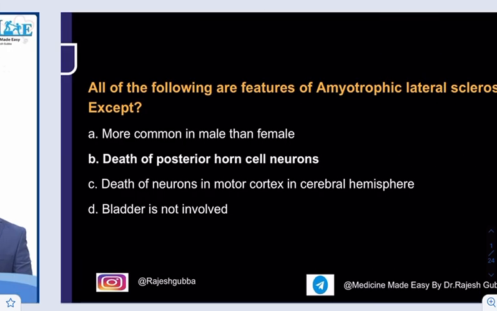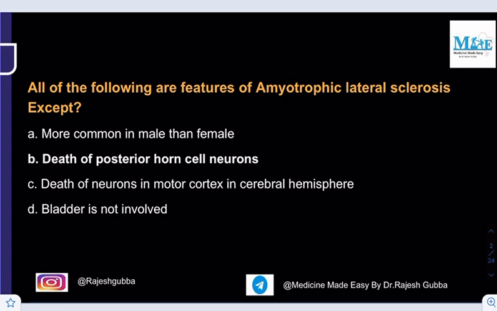So as a part of it, today's questions are mostly one question on motor neuron disease, and the remaining four questions are on the topic of neuromuscular junction disorders, that is myasthenia gravis and Lambert-Eaton myasthenic syndrome. So let us discuss them.